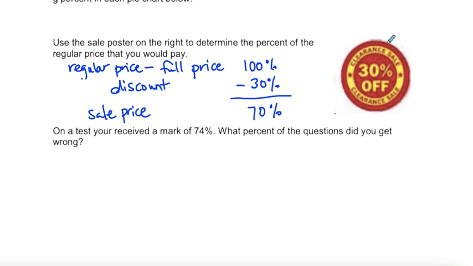So therefore, I'm going to write my concluding statement. Therefore, you would pay 70% of the regular price.